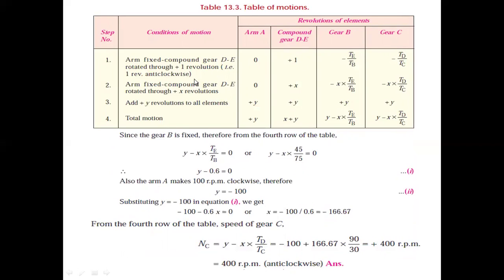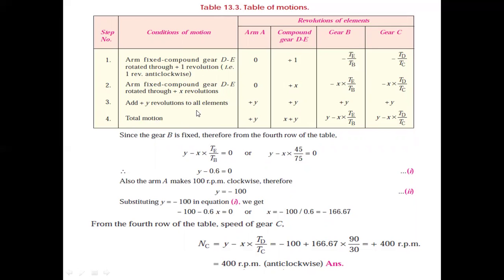The second step is to fix the arm and give plus X rotation. In the first step it was +1 rotation, now we are giving plus X revolutions, so you have to multiply every term by the X value. Then the third step is to add Y revolutions to all elements. For the first two cases the arm was fixed, and now for the third case the arm has plus Y rotation, and this plus Y rotation is given to all elements. And the last step is taking the summation of step number 2 and step number 3.